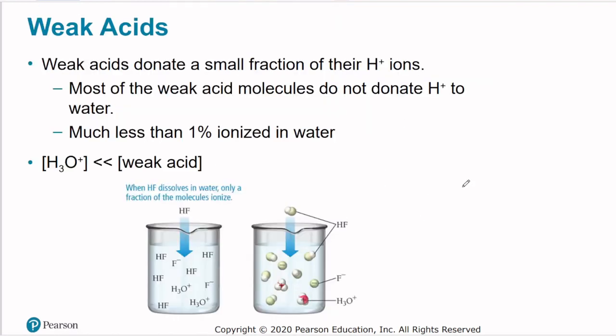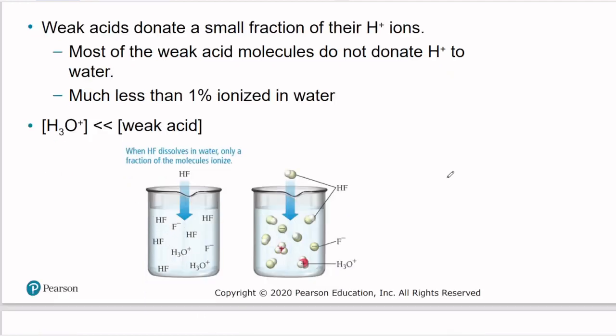So again, weak acids only donate a small fraction of their H+ ions. Most of the weak acid molecules that we have don't donate H+ to the water. They don't increase the H3O+ concentration in water. They're usually less than 1% ionized in water. And so we have to account for their dissociation in some other way. We have to calculate the concentration some other way other than just taking the original concentration that we put in.